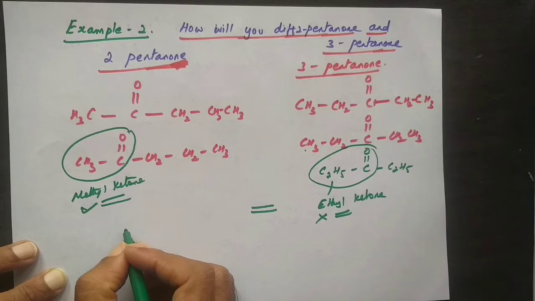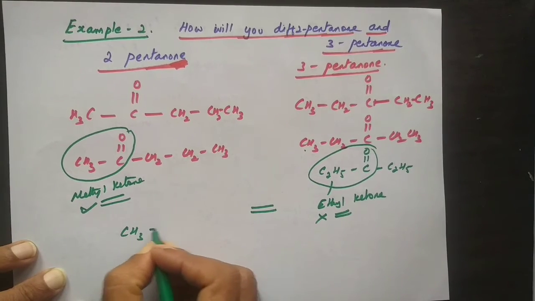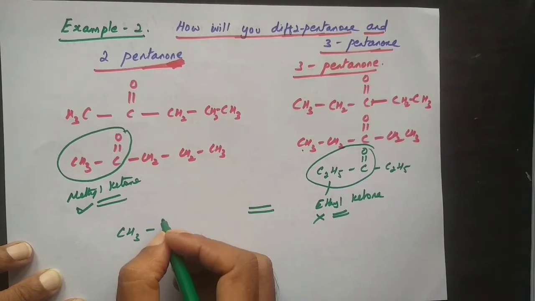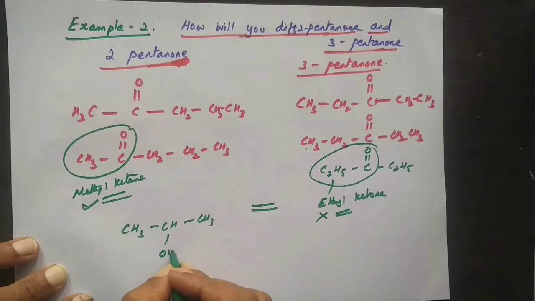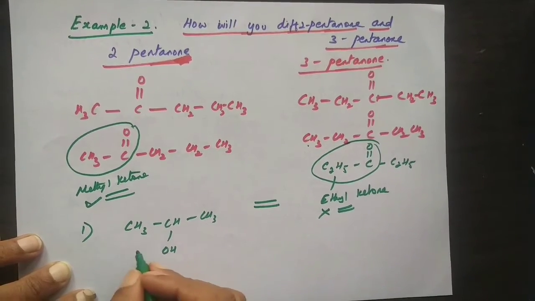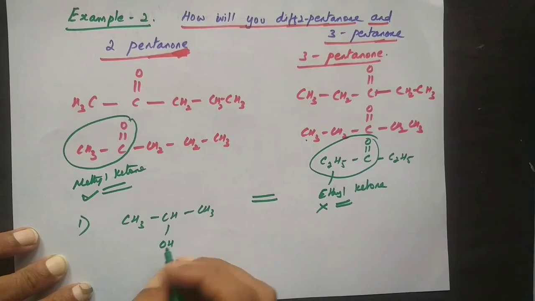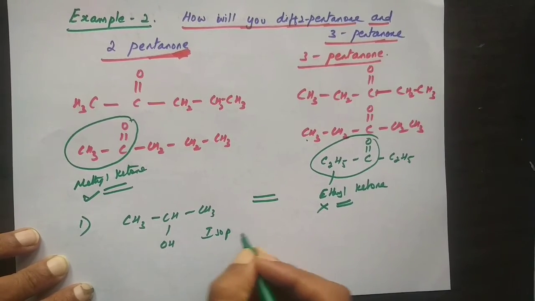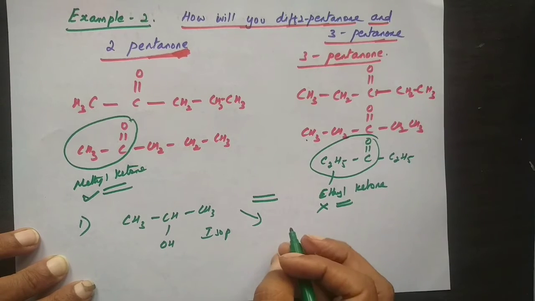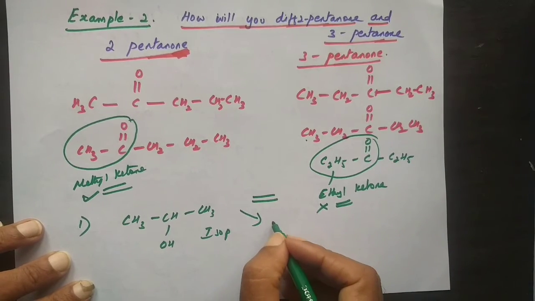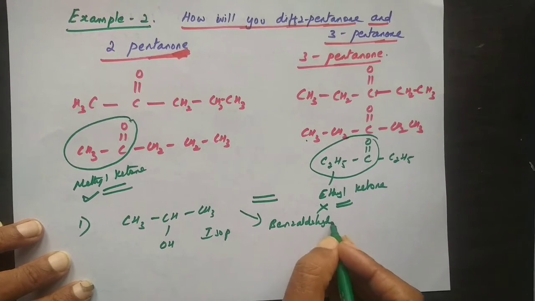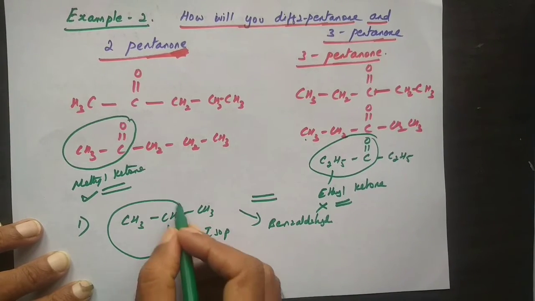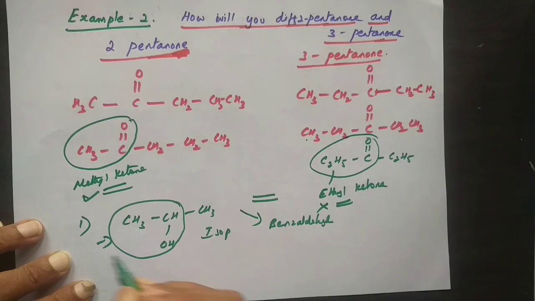And let me take one more example now. What will happen in case of CH3, CH, CH3, OH? So how will you differentiate between CH3, CH, CH3, OH, isopropyl alcohol, and maybe you can take the benzaldehyde, any combination. So here I told this group will also give iodoform test. Again, this is the second point.